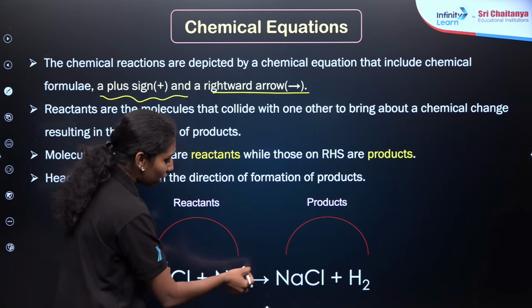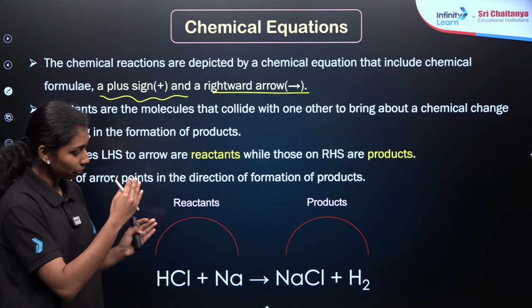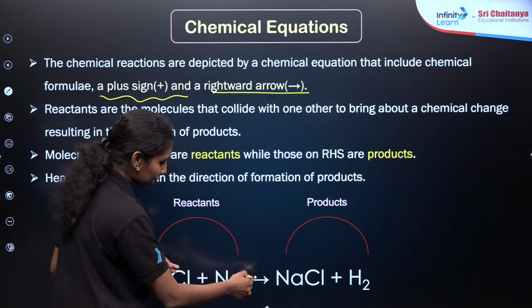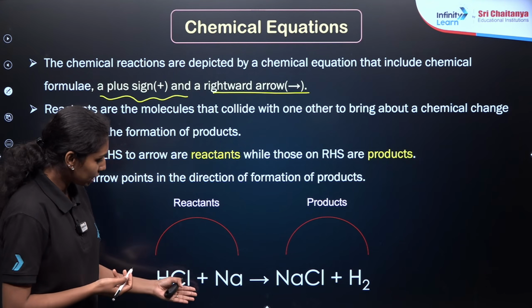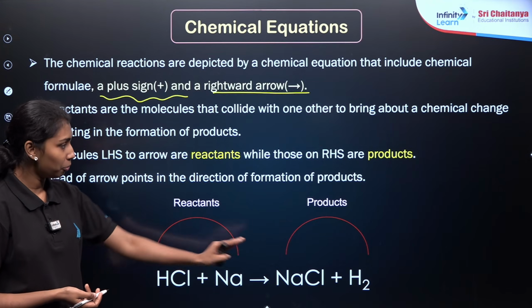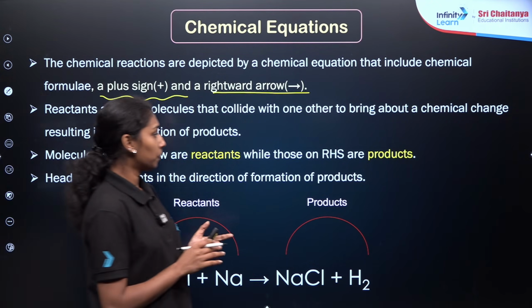So this right-handed arrow helps us to understand the direction of the reaction, right? Reaction is going towards here. So the plus sign is already here, the arrow is here, reactants and products, so that we can explain the chemical equations. Clear?